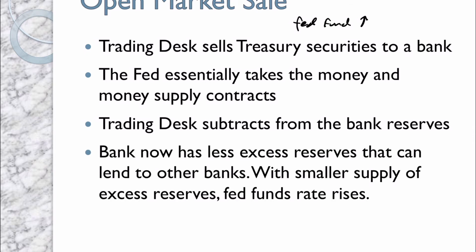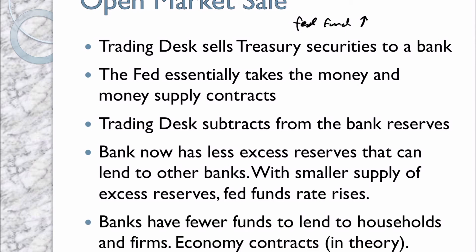The bank, on the opposite now from the purchase, now has less excess reserves they can lend to other banks. So with a smaller supply of excess reserves, the federal funds rate actually rises. And so the banks have fewer funds to lend to households and firms, and the economy contracts. So you might be asking yourself, why would they ever have this open market sale? Why would they want the federal funds rate to go up and contract the economy?